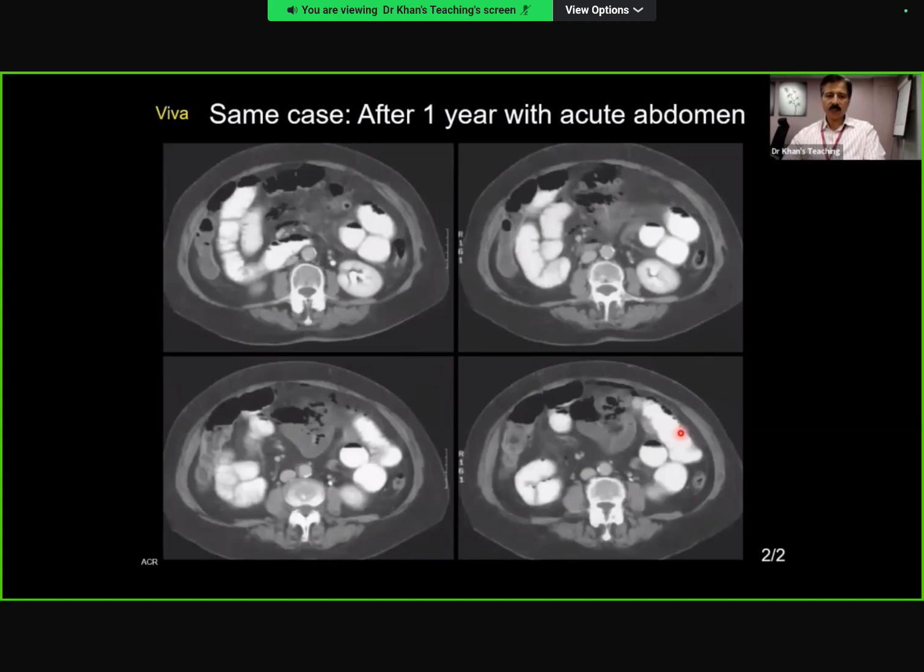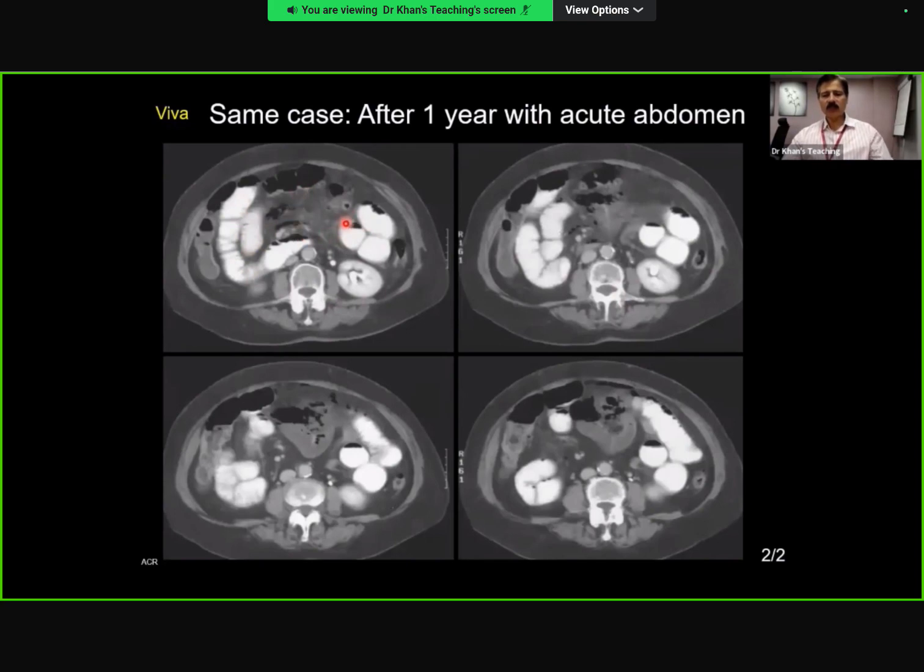Okay, same case, CT scan after 1 year. So there are ischemic small bowel loops with three gas locules. Why do you say ischemic bowel? It doesn't appear to be enhancing. You see, these loops have got contrast. So the point is, look at the mesentery.